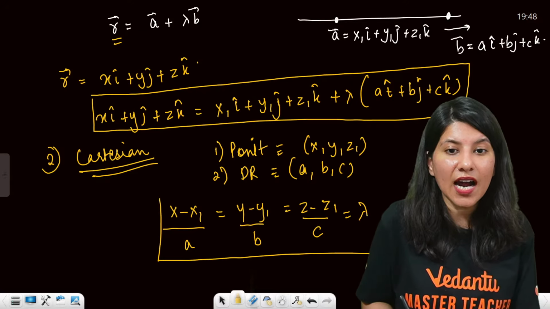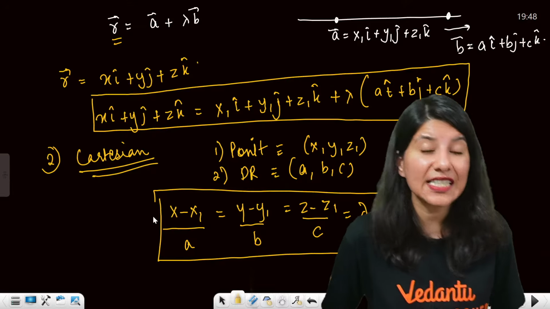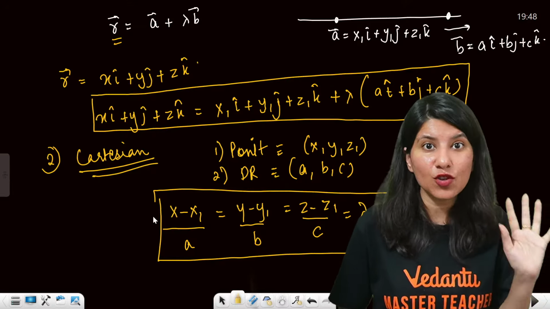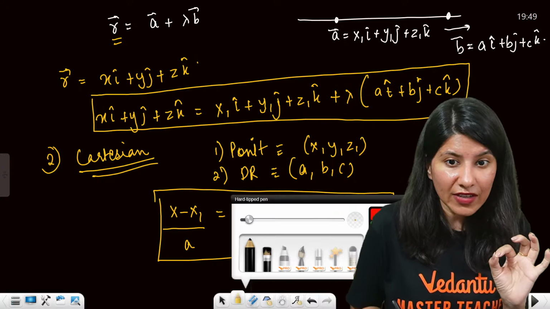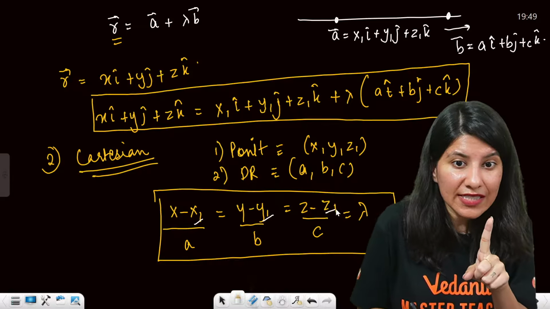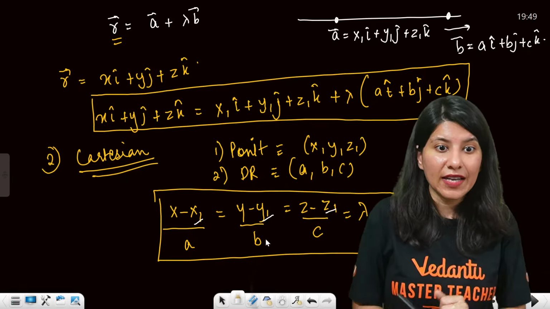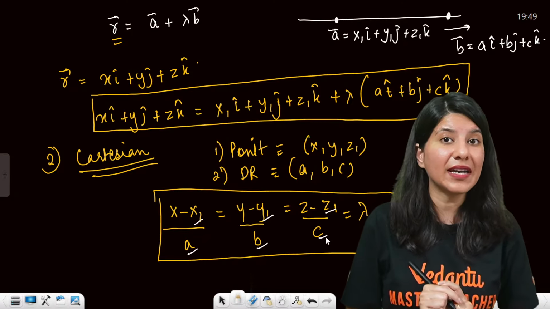Now this is the Cartesian representation of a line in 3D geometry. This is how you write the line in 3D geometry. Are you getting my point? Yes. So whenever you see such a form, understand what is happening. This x1, y1, z1 will be a point on that line. And this a, b, c are the direction ratios of that line, my dear students.